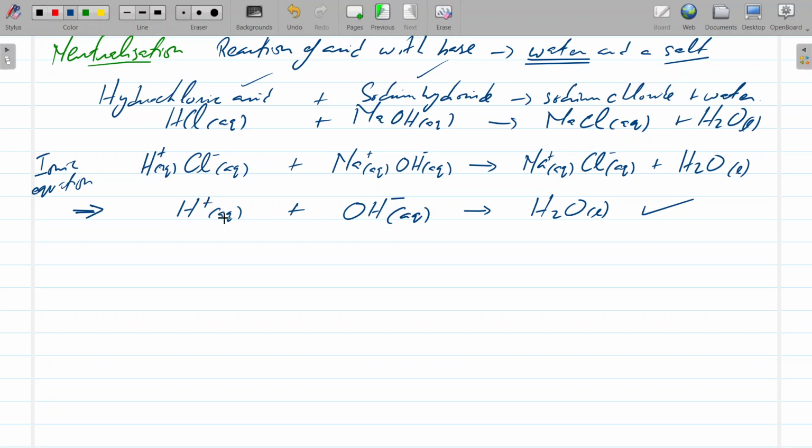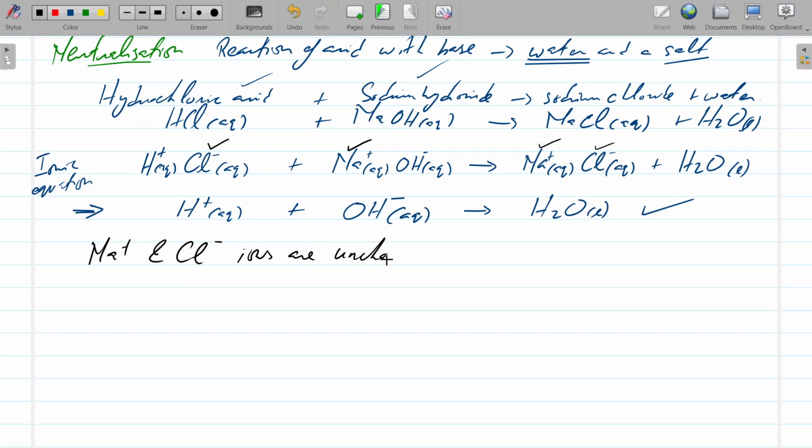All right. Now, because this is the focus, what we see over here is that the sodium ions and the chloride ions, even after the reaction, remain as ions. It's only the hydrogen ion and the hydroxide ion that have combined to form water, and so they're no longer in the ionic state. So the Na plus and Cl minus ions are unchanged.